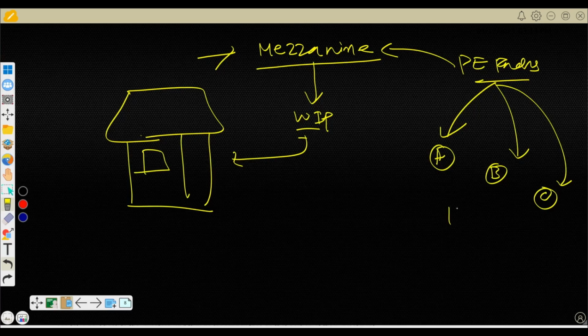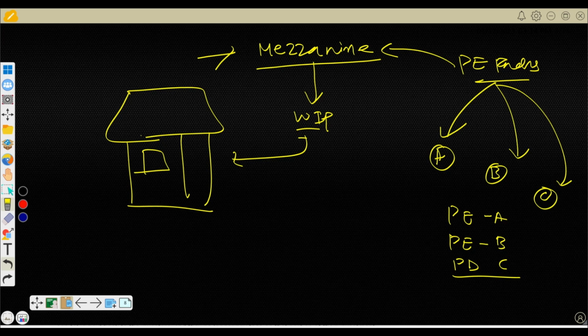So here 2 to 3 funds also come together, let's say PA, PB and PC. The reason is, here the risk would be very high, because the project is already underdeveloped or under construction.